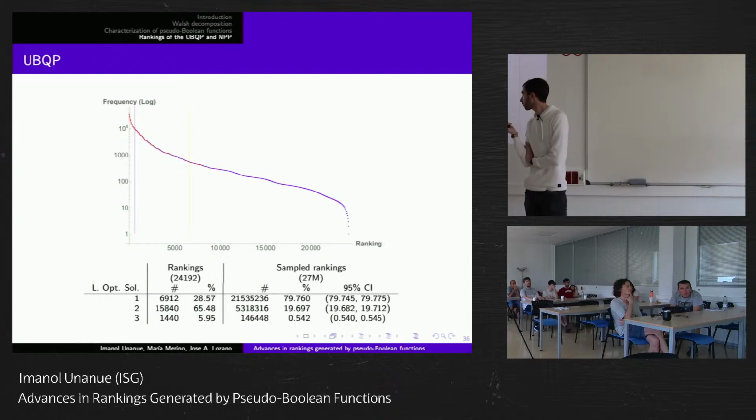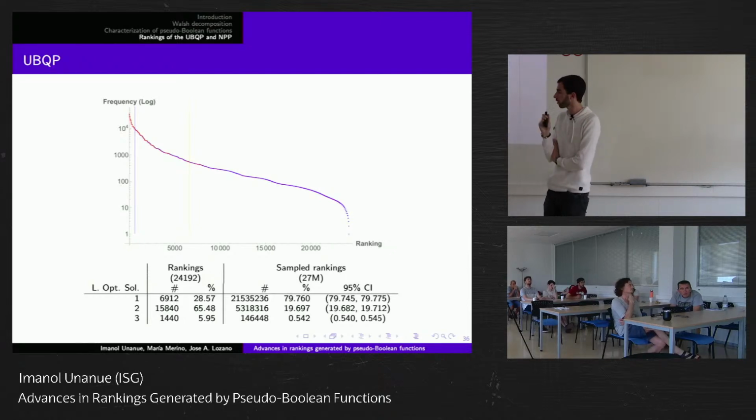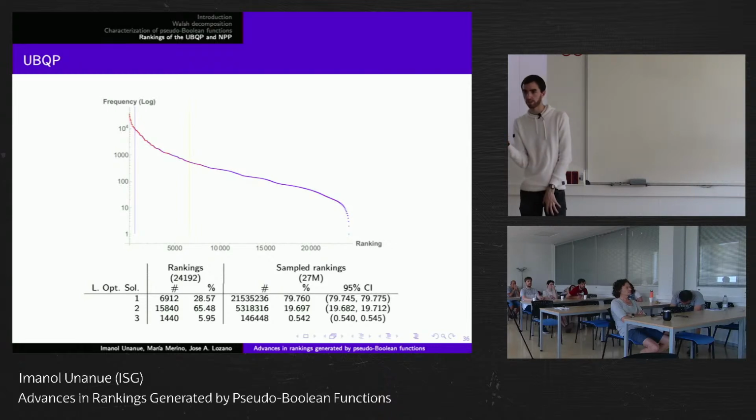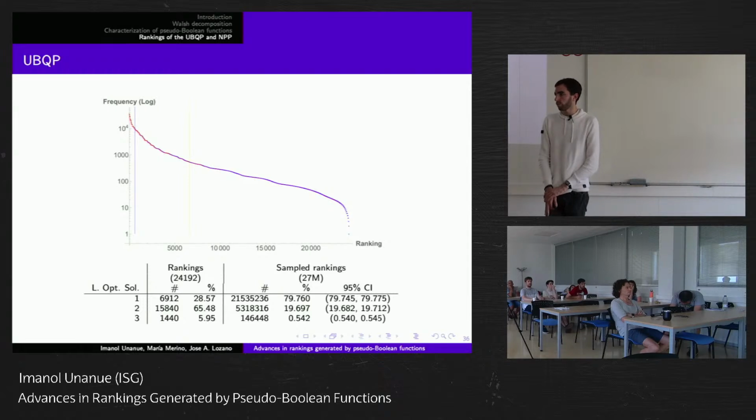For example, we can observe the ones with 1 local optimal solution. It seems that they are more frequent. The ones with 2 local optimal solutions, we observe that the sample is, for example, 20% of the generated rankings of solutions. So, in my opinion, I would say yes.